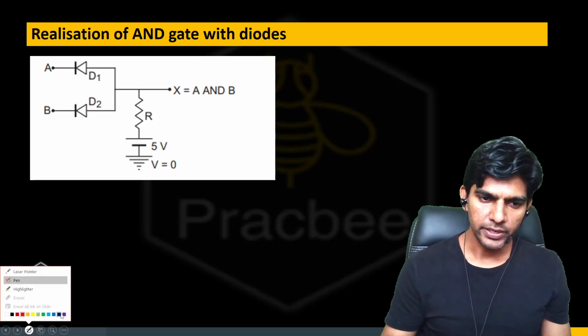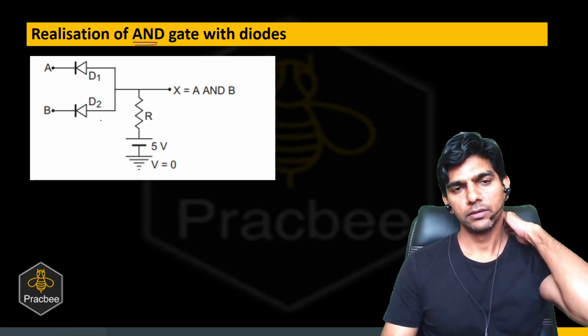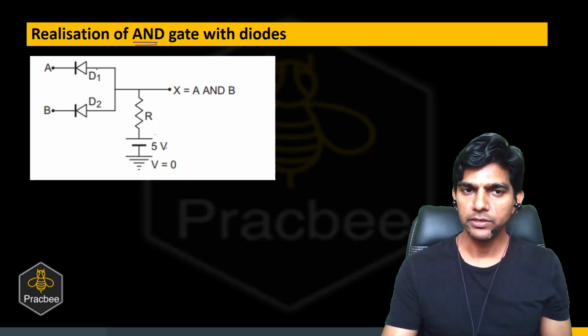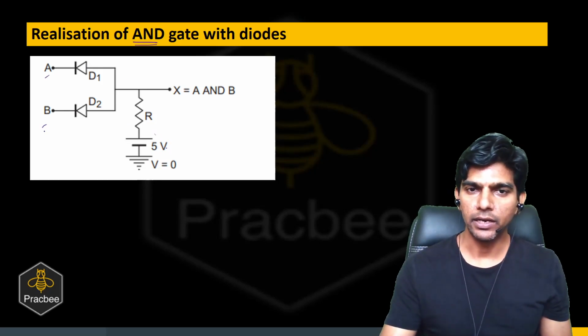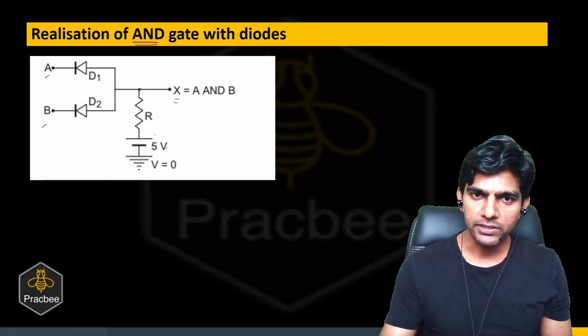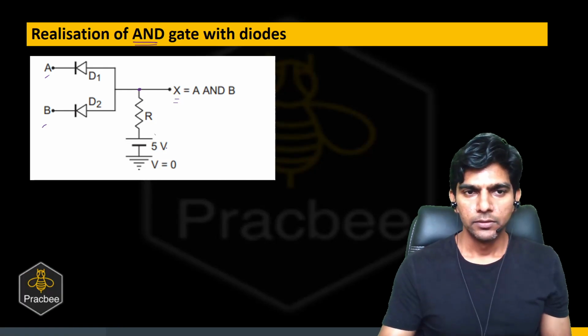Okay, so if I want to make an AND gate by using diodes, then we can connect diodes like this. There is a battery and there are two diodes which are connected like this. A and B are the inputs and X is the output. So we are taking output from here. So let us see how this circuit gives us the AND gate.